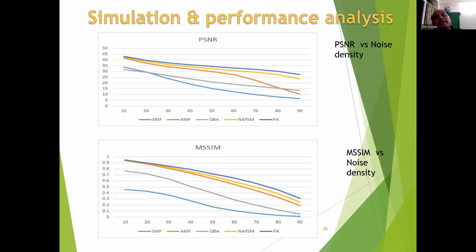If we consider the performance analysis of our proposed filter based on performance metrics such as PSNR and MSSIM, our proposed algorithm still shows greater performance than other conventional filters.